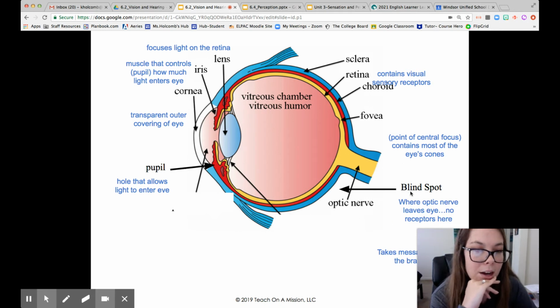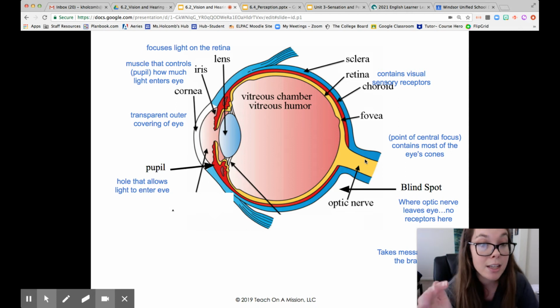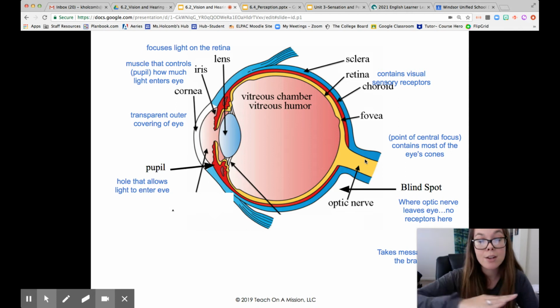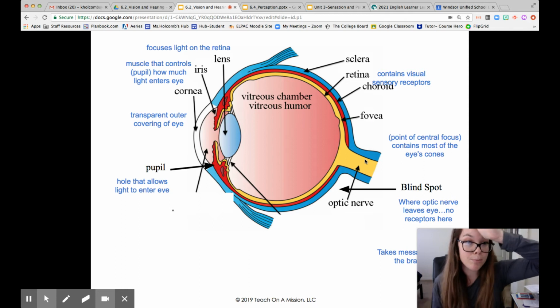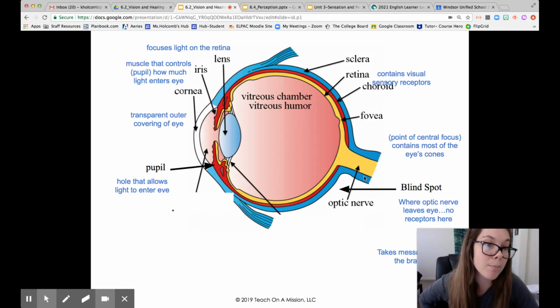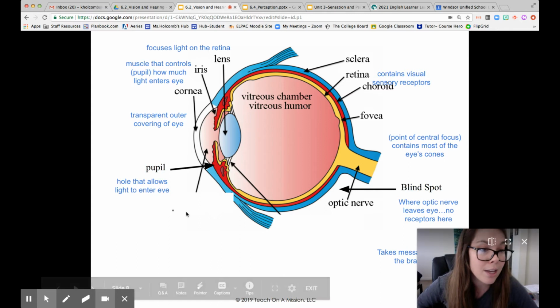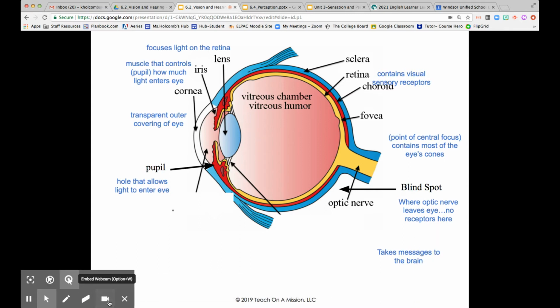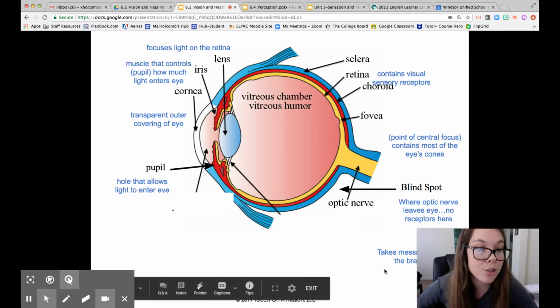And then the optic nerve. The optic nerve is right here. It is essentially the gateway for the neural impulse going up to our spine. This optic nerve is the last spot where the neural impulses are being translated, which I'll talk about in just a minute. But the optic nerve is probably the most important part of your eye, and it takes messages to the brain.